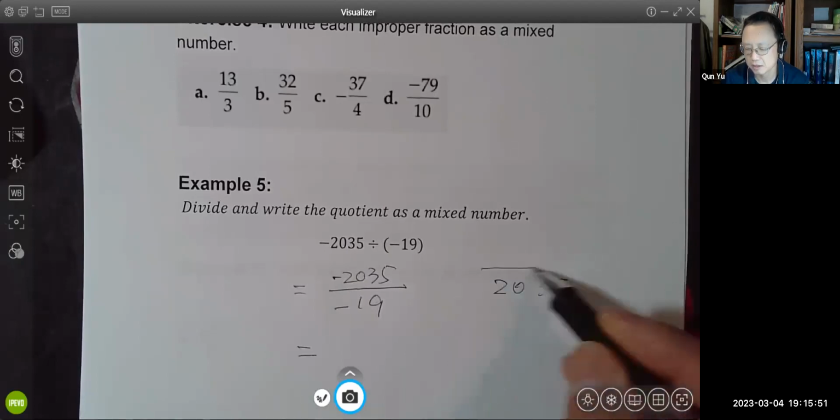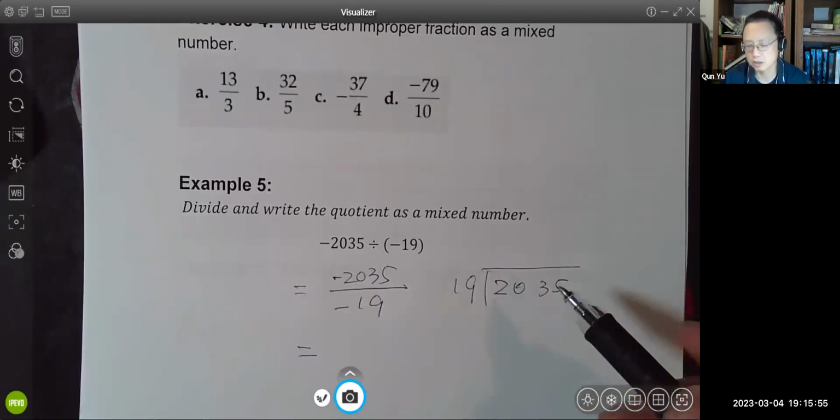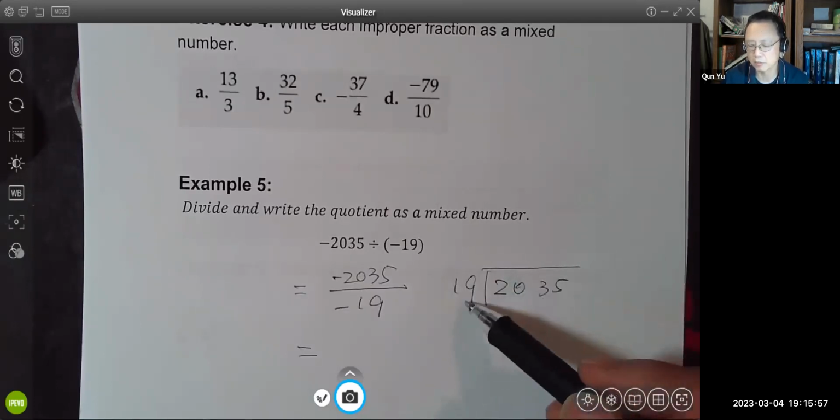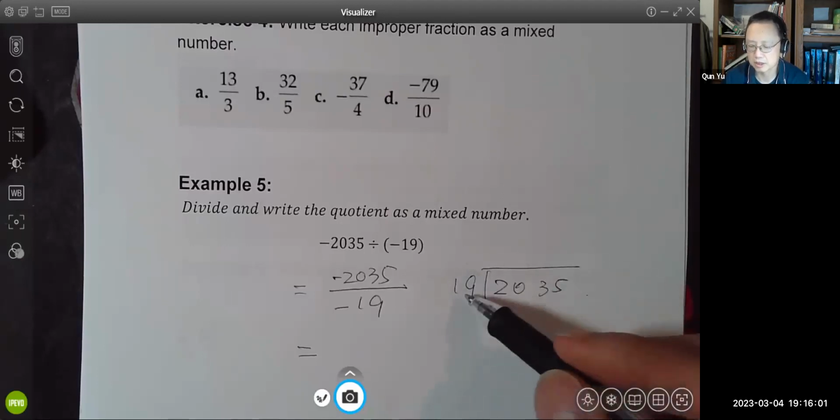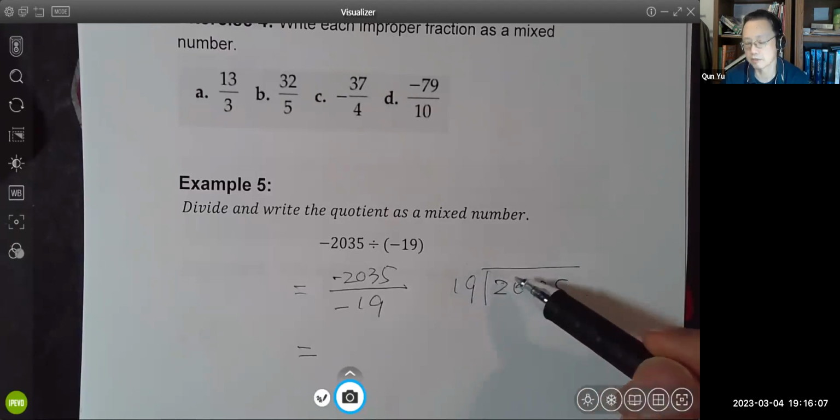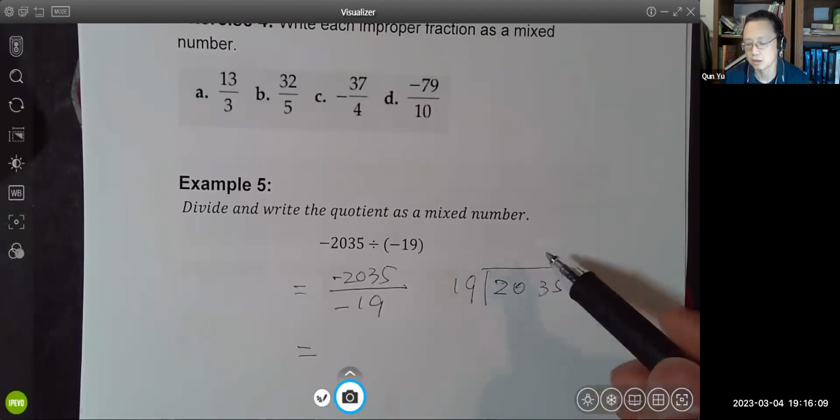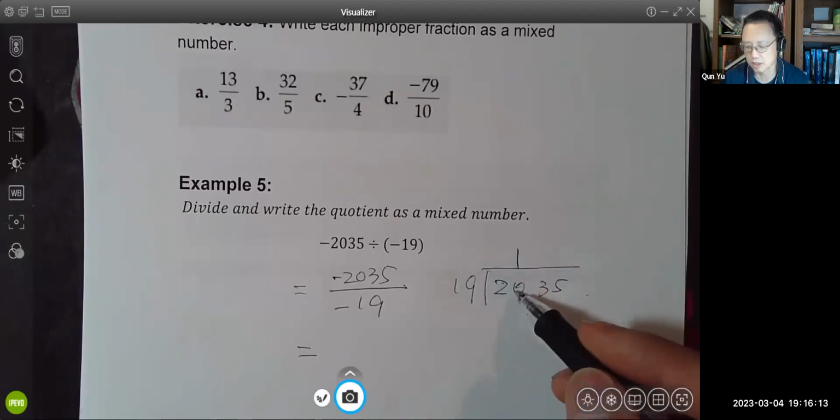2035 divided by 19. So when we do division, actually we want to know how many of this number are in this number, right? Actually, we look at this digit by digit. Is there 19 in 2? No, there's no 19 in 2. That's why we don't put anything above 2. Is there 19 in 20? Yes, there's one 19 in 20. So put 1 above 0.